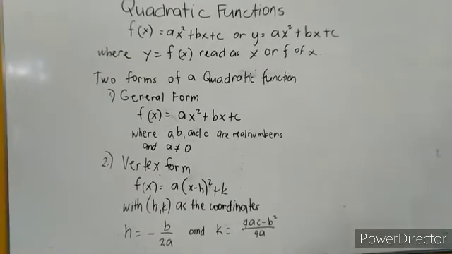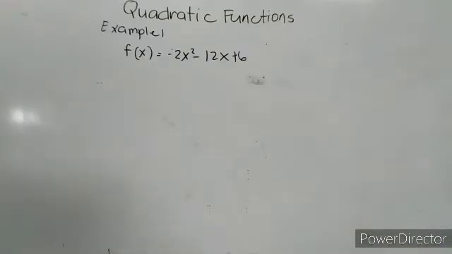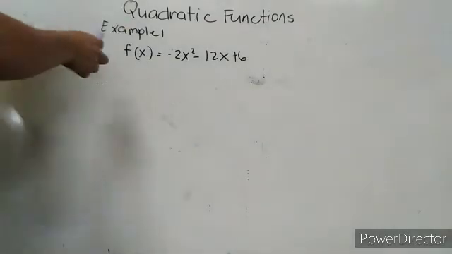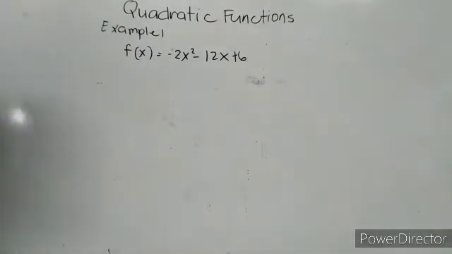Okay, let me give an example. We have here f of x equals negative 2x squared minus 12x plus 6. What form is this in? This is in quadratic form, right? Then we are going to rewrite this into vertex form.